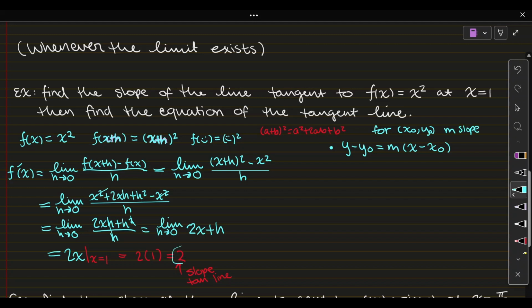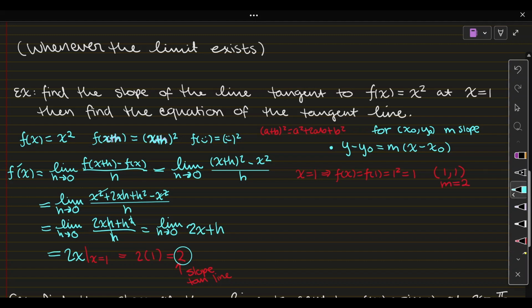So we just found that our slope is 2, so we just need to find a point on the curve. We can use the point where x equals 1. So x equals 1 means that f of x equals f of 1, which is 1 squared, which is 1. So our point that we can use is x equals 1, f of x equals 1. And our slope, recall, is 2.